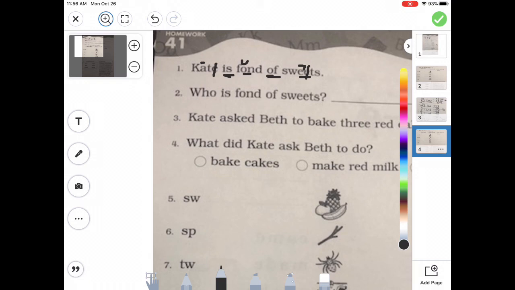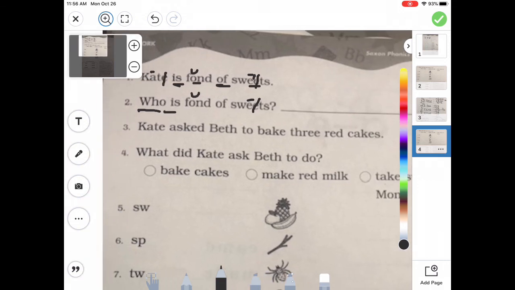When you say someone is fond of something, it means that they like them. Then our next question is, who is, there's that word again, fond of sweets. So who is fond of sweets? That's right, Kate. So I would write the word ate, Kate. All right. Oh, you see Kate's name again. I've already read that. I don't have to read it again.